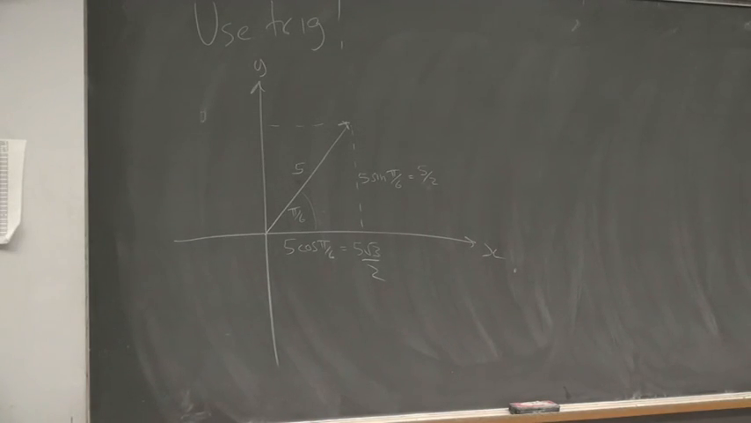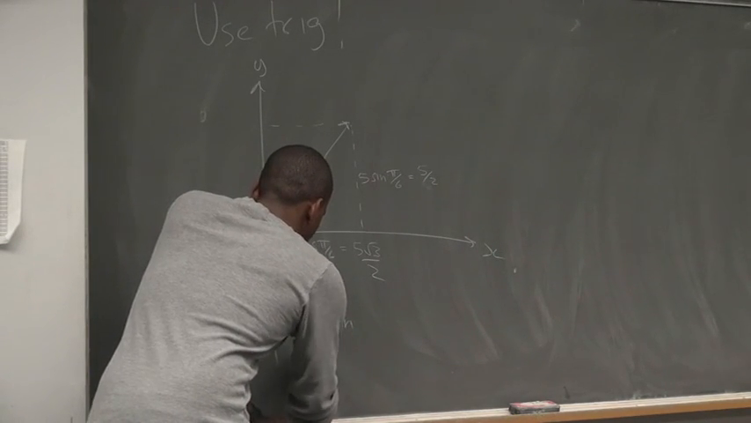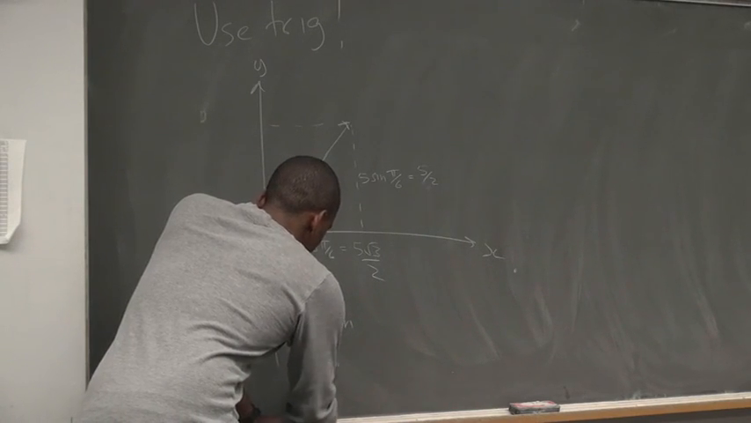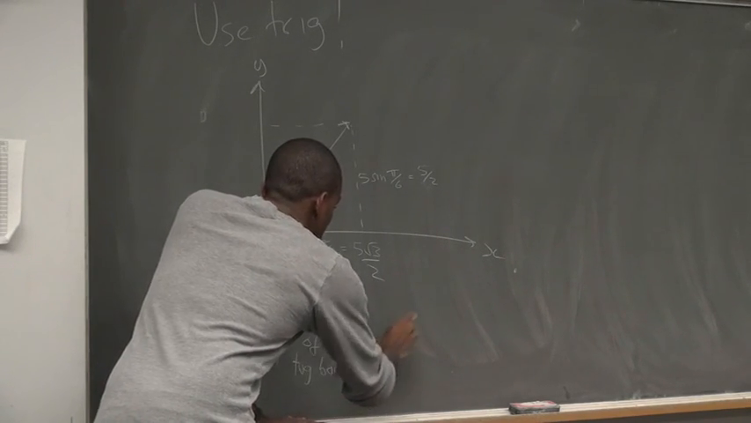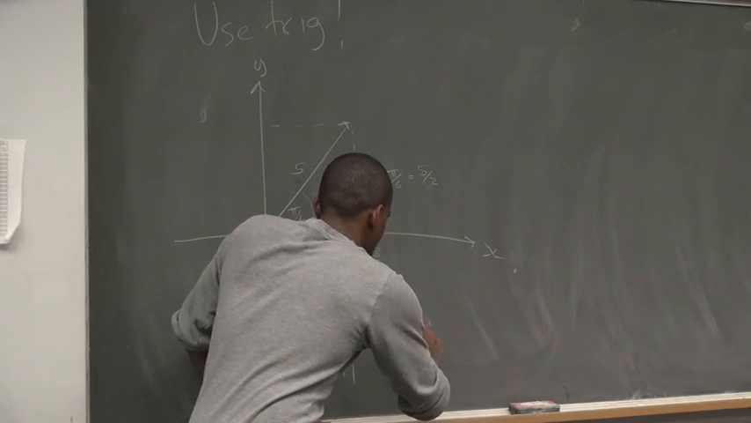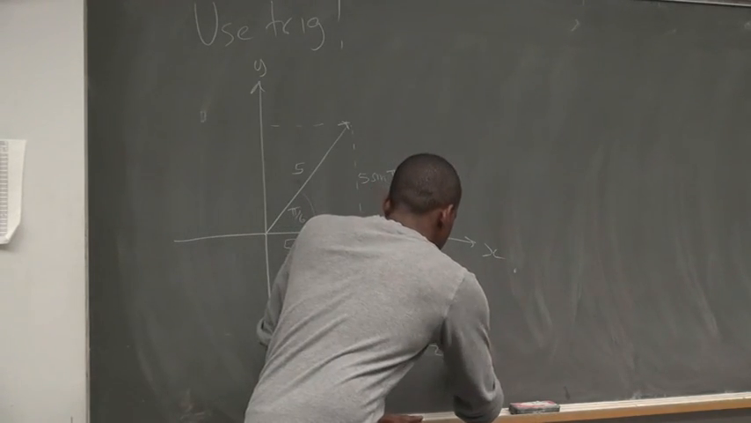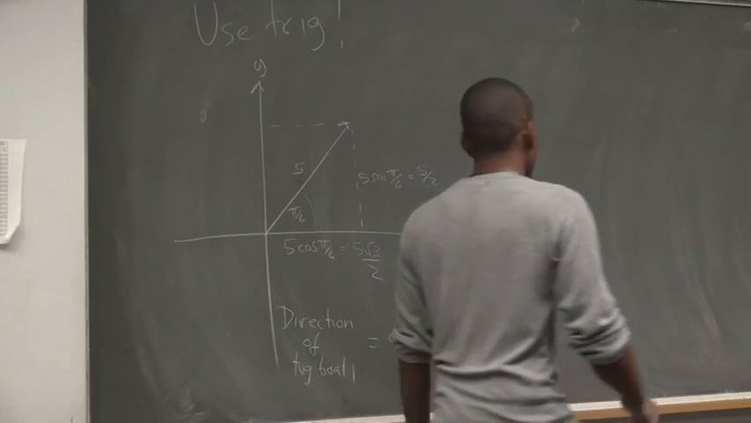So, let's say here we have tugboat 1. And down here we have tugboat 2. So, the direction of tugboat 1 is just going to be x is moving positive in this way, so it's 5 radical 3 over 2, comma the y, which is just 5 over 2. That's that vector.